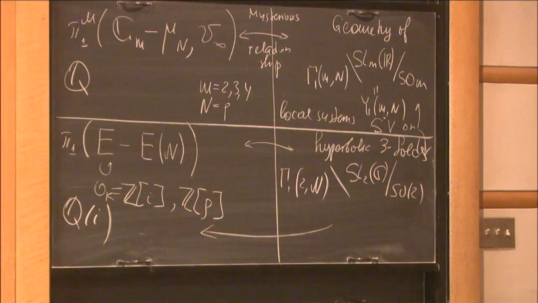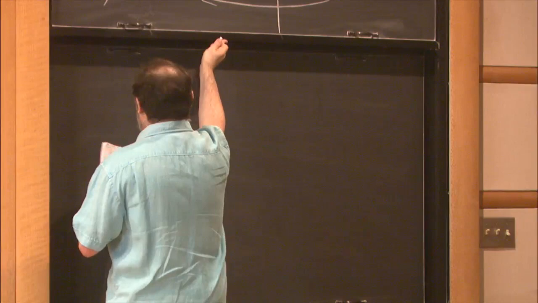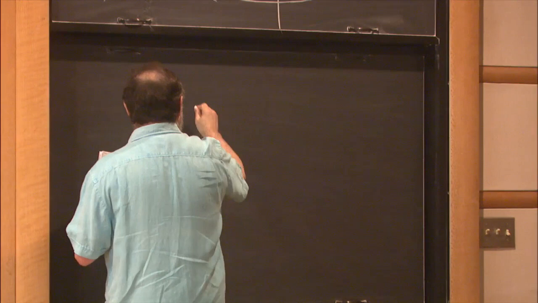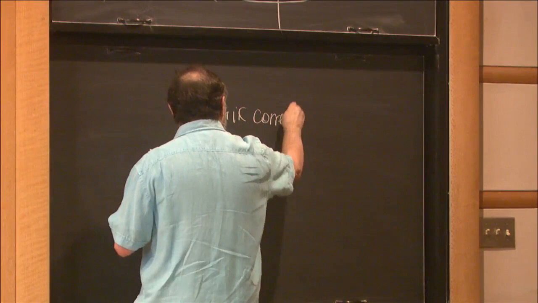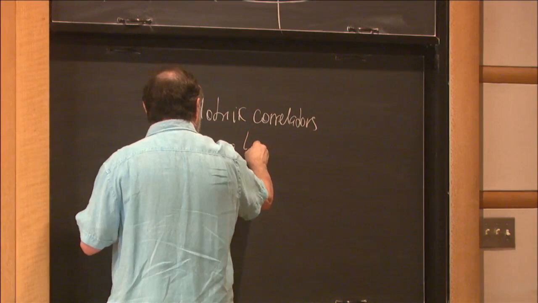All right. So now, why do I put these two things together? The main reason I put them together is because of the way these things are investigated. So I introduced something which I called motivic correlators. And they form a Lie algebra, a Lie algebra in the category of pure motives.